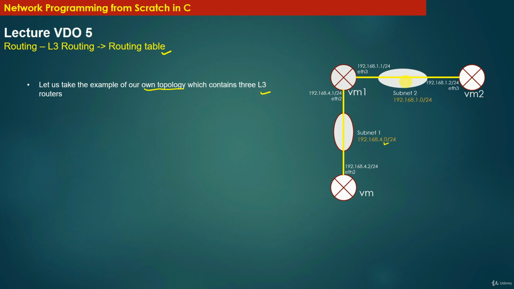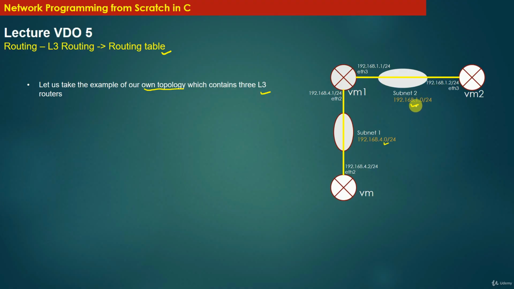Similarly, there is a point-to-point link between the router VM1 and router VM2. And the point-to-point link between the router VM1 and VM2 is configured under subnet 192.168.1.0/24. And let us call this point-to-point subnet as subnet 2, right? So now we have already discussed what local subnets and remote subnets are.